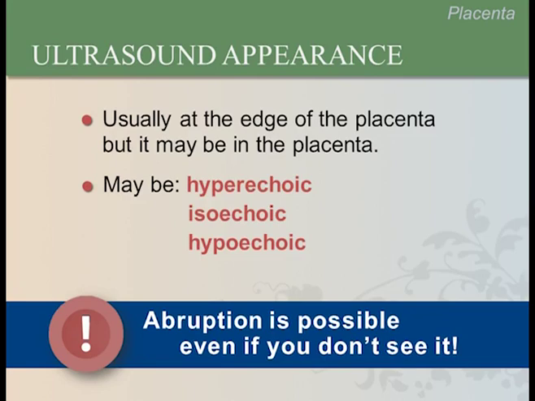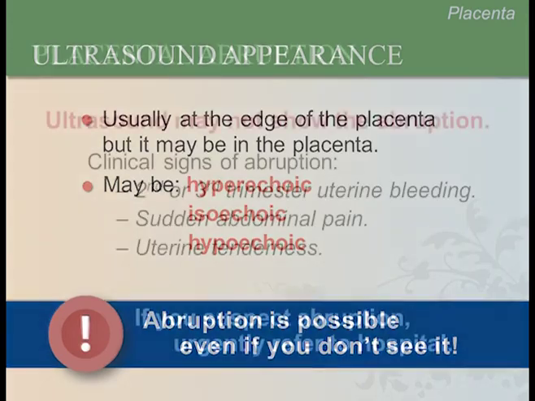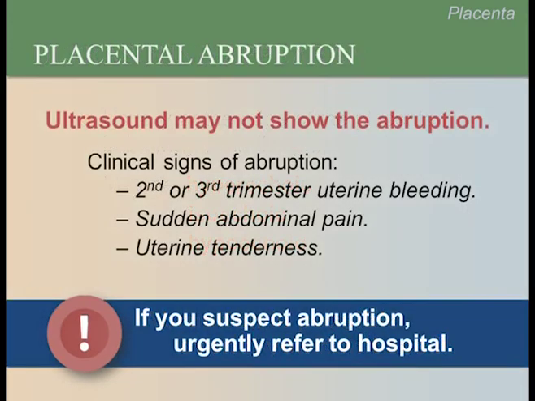However, if you see ultrasound evidence of abruption, this is associated with worse outcomes for the mother and baby. Remember, abruption is possible even if you don't see it. Because ultrasound is not always reliable for abruption, we must also watch for clinical signs of abruption.